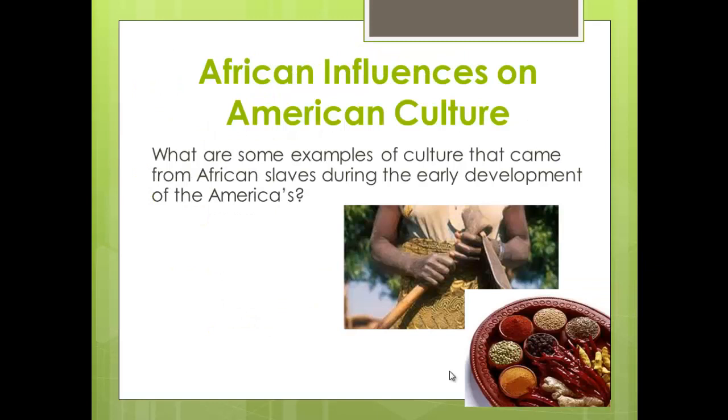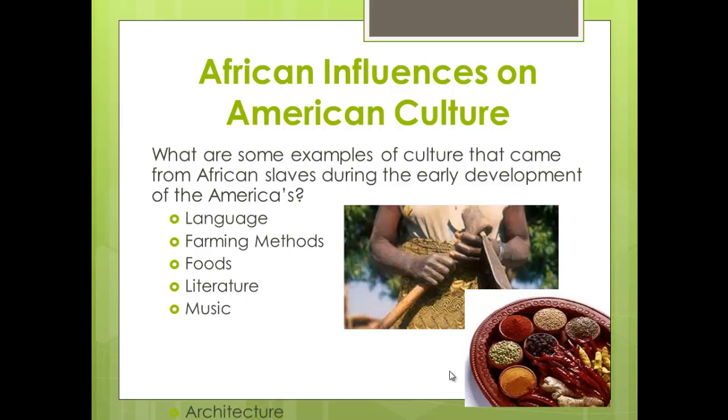Now, ladies and gentlemen, one of the last things that we're going to talk about for today is the idea of cultural diffusion, the term that we're stealing from global and applying to our American history, because even though millions of Africans were forced into this institution of slavery, cultural diffusion still does take place. So the question asks, what are some examples of culture that came from African slaves during the early development of the Americas? And just a quick list for you that we'll talk more about as we go through the course: things like language, farming methods, food, literature, music, and architecture will be a brief example of different cultures that will be intertwined to really create this new American culture that's developing at the time.